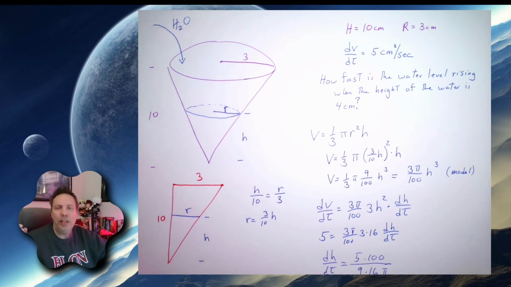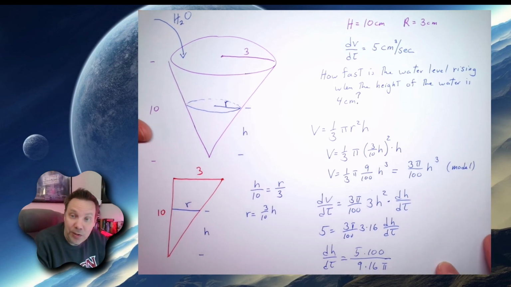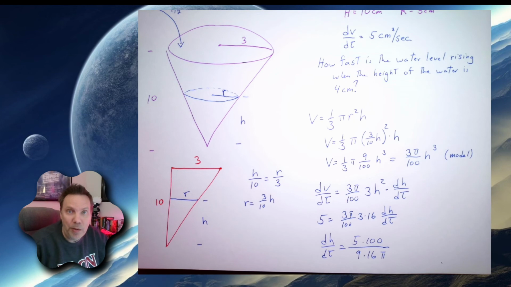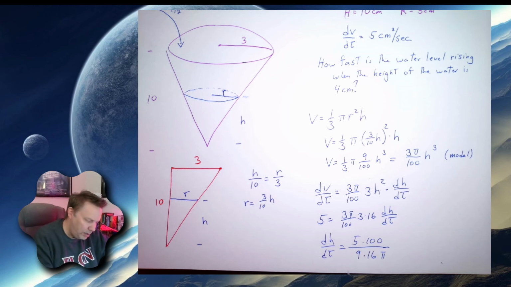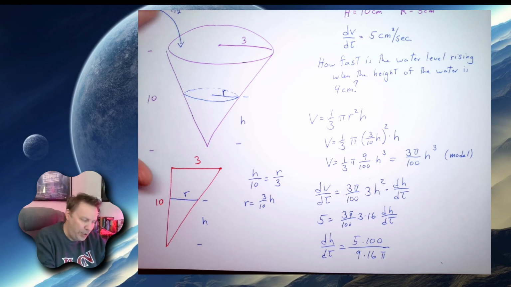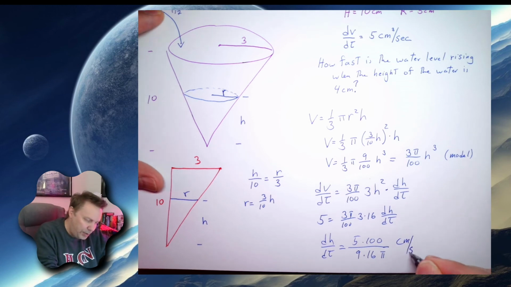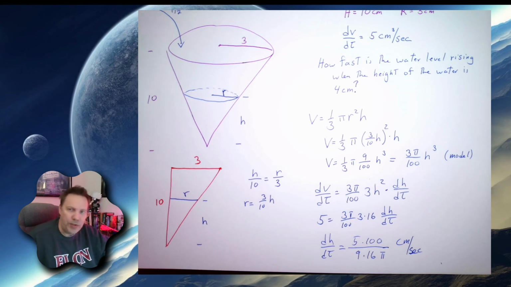But the one thing I want to make sure that we do is that I show you the whole problem on the bottom there, is write the units. H is measured in centimeters. Time is measured in seconds. So the units for this is centimeters per second.